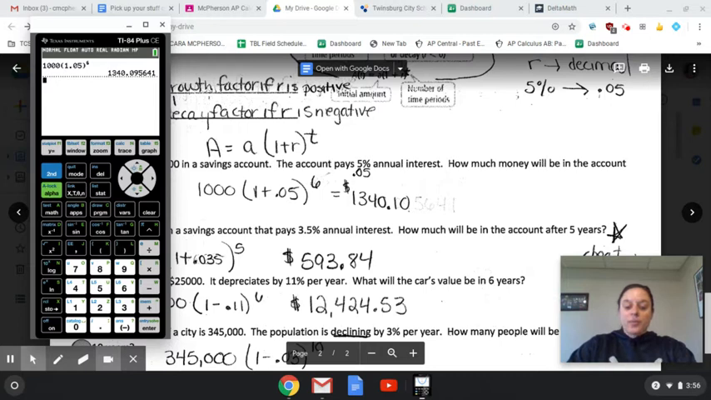When you're doing money problems, you can round to the nearest penny. A lot of the Delta Math problems will say to the nearest cent, so that's 2 decimal places. Some problems will ask you to round to the nearest dollar. If that was the case, you would just say $1,340.